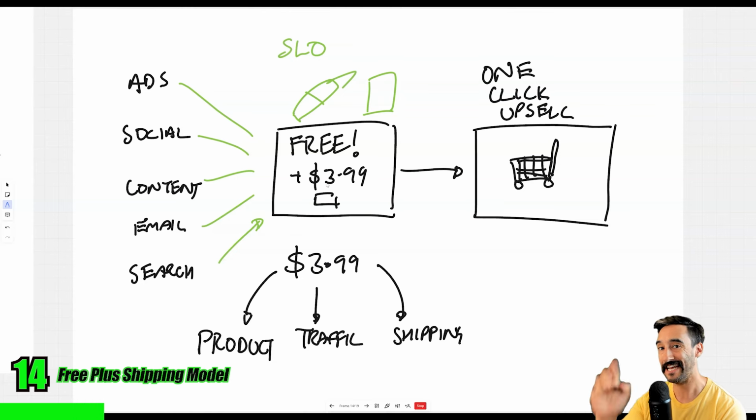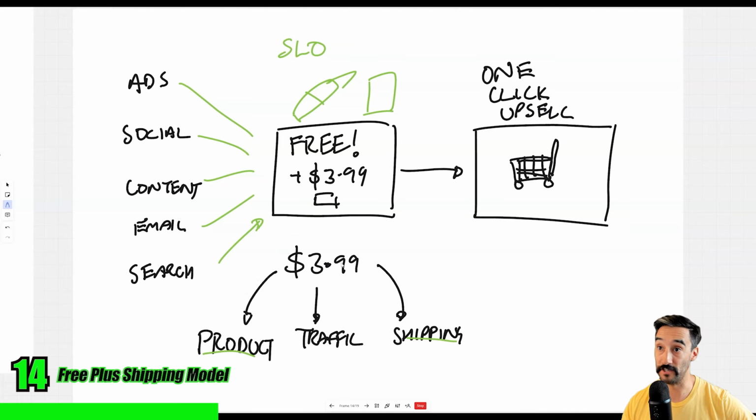The key is twofold. First of all, you need to make sure that the product and the shipping are at least paid for by the price. So if you can get knives made and shipped for $4, you're golden. In an ideal world, you want it to try and pay for the traffic, but sometimes you can't do that because traffic is becoming so expensive.